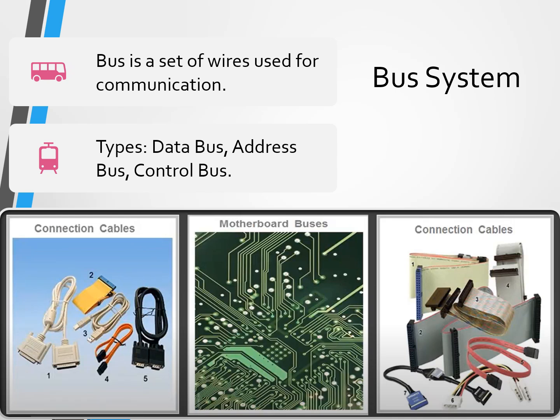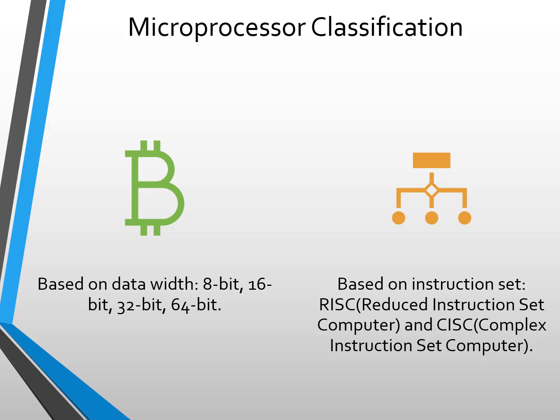So there are types of buses, that is data bus, address bus, and control bus. The data bus carries the predominant information, which is data. The address bus has the address, and the control bus has instructions that are needed to control the instruction set. Okay, then the microprocessor classification.